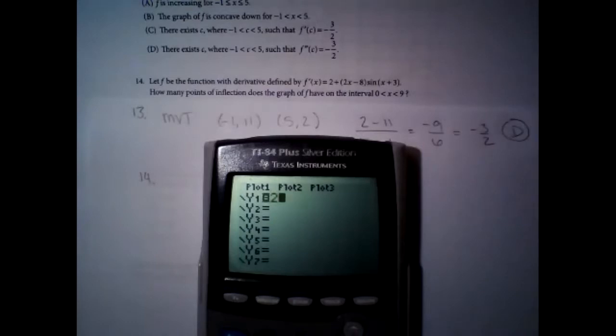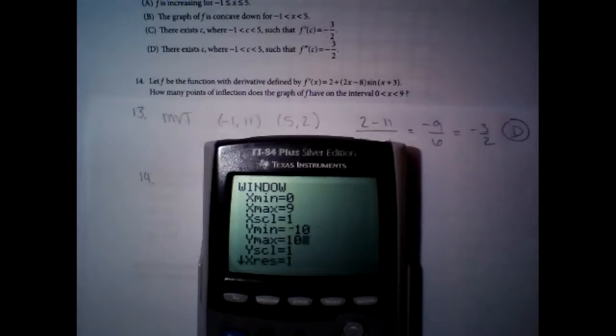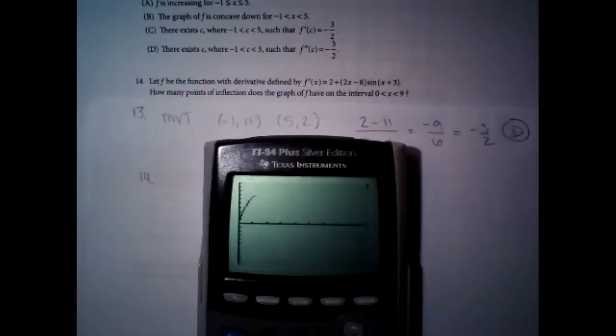All right, so this is 2 plus parentheses 2x minus 8 close parentheses sine x plus 3. Did they give us a window? Yeah, the window is 0 to 9. So we're going to go to window, make that 0 to 9. Change your y's back to standard, -10 to 10. That's just always a good place to start. You can always adjust it from there.